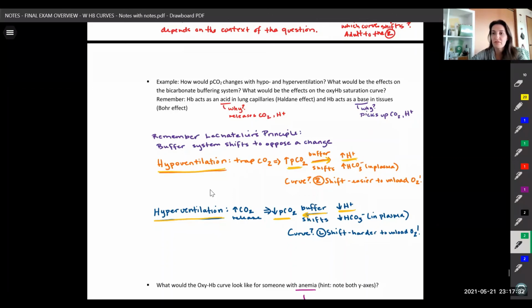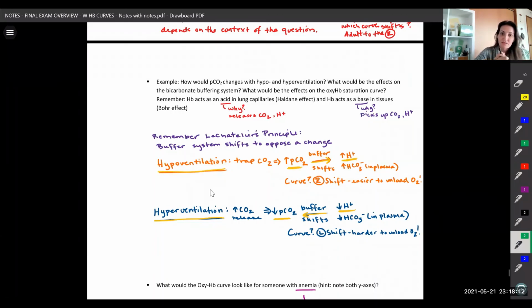So let's start with the scenario of hypoventilation. When an individual is hypoventilating, with decreased rate and depth of breathing, they're trapping more CO2. What is happening to their plasma concentrations of CO2, the plasma partial pressure of CO2? Those levels are increasing. So we see an increase in PCO2 when the individual is trapping CO2. As PCO2 increases, our bicarbonate carbonic acid buffering system is going to respond in such a way to bring down those levels once again.